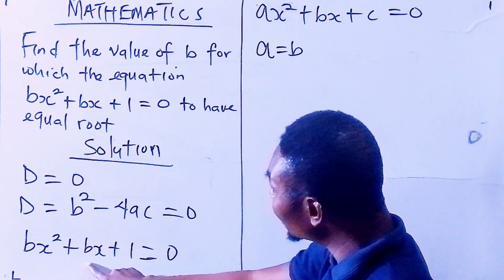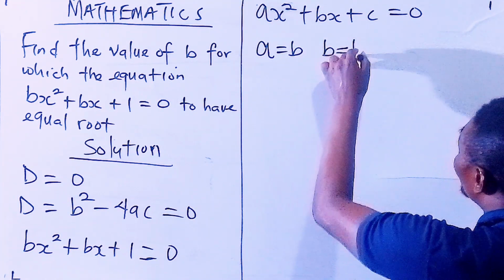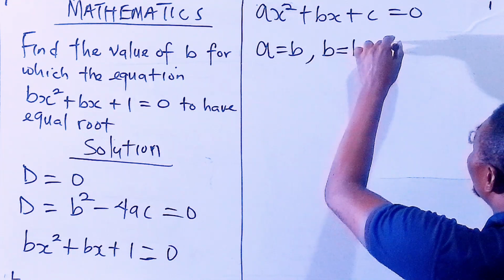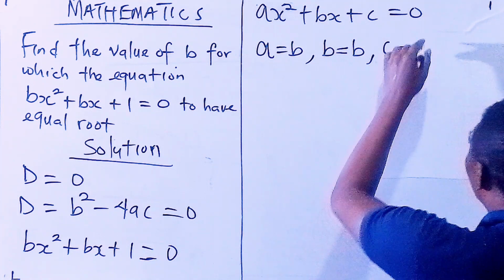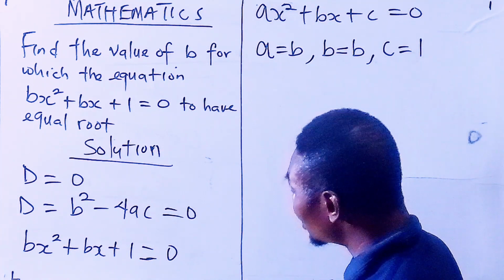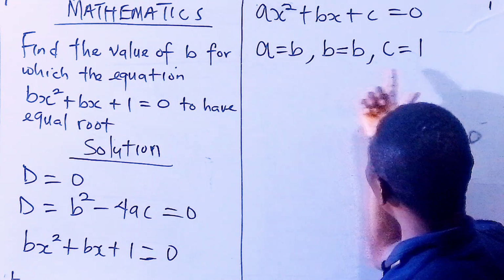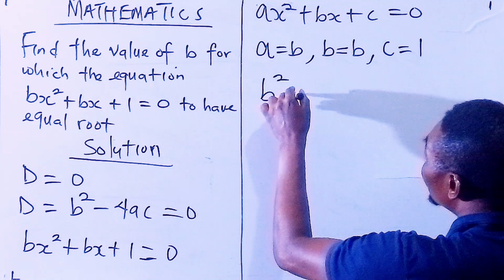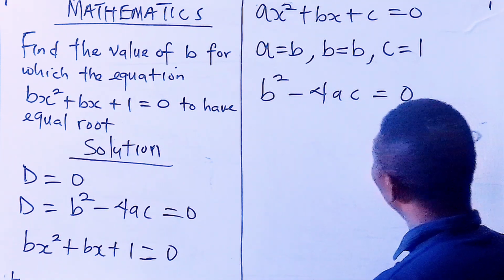So comparing to this, our b is equal to b. Then our constant c is equal to 1. That is the constant. So we are going to substitute these values into the discriminant. That is, b squared minus 4ac is equal to 0.